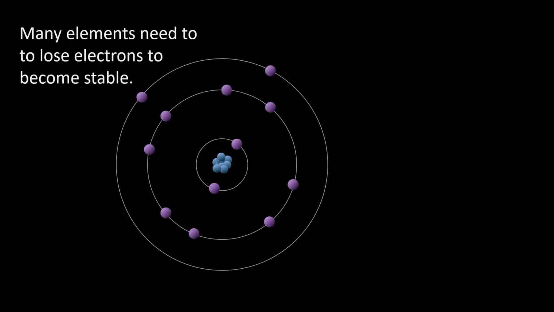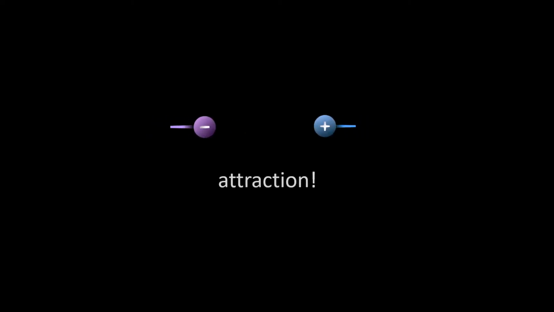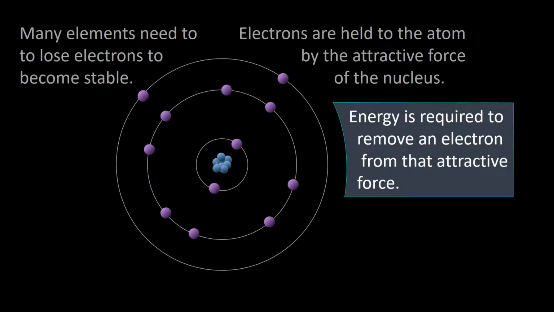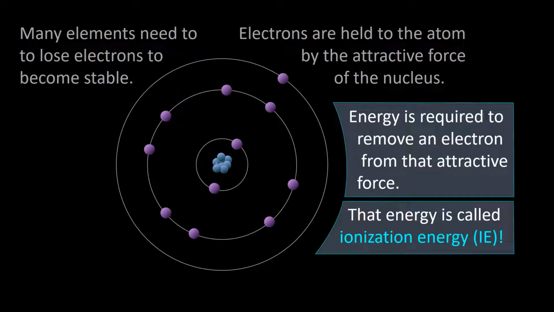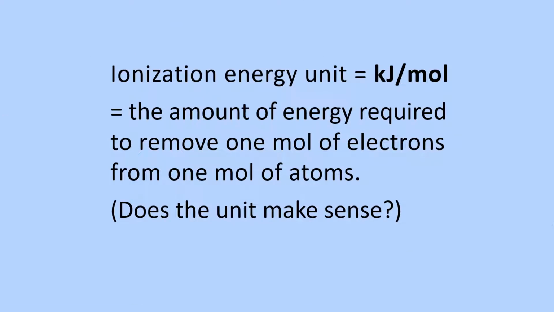Many elements need to lose electrons to become stable, but electrons are held to the atom by the attractive force of the nucleus. Positive and negative charges attract each other, so energy is required to remove an electron from that attractive force. That energy is called ionization energy, or IE, because removing an electron creates a charged atom, which is called an ion. The unit for ionization energy is kilojoules per mole, which refers to the amount of energy required to remove 1 mole of electrons from 1 mole of atoms.